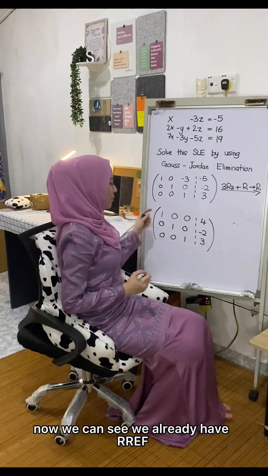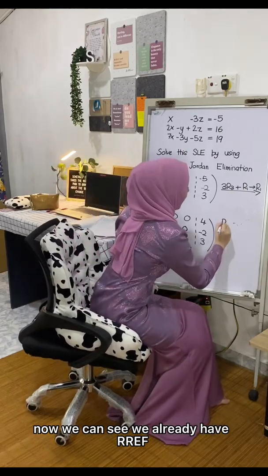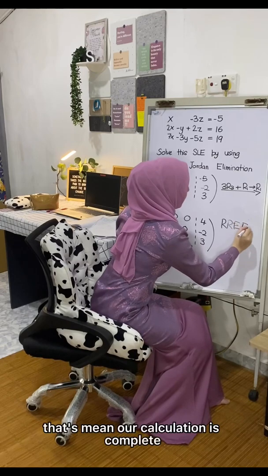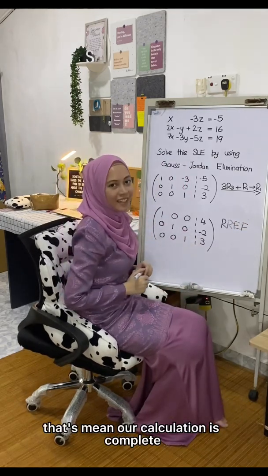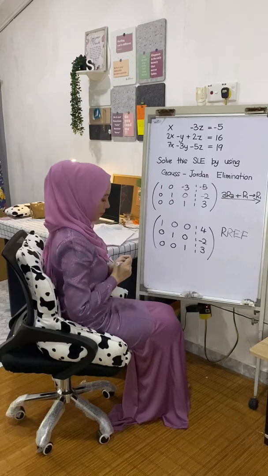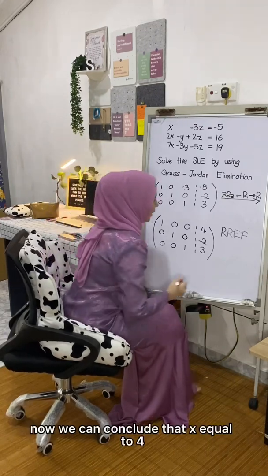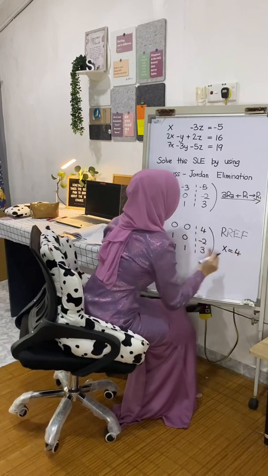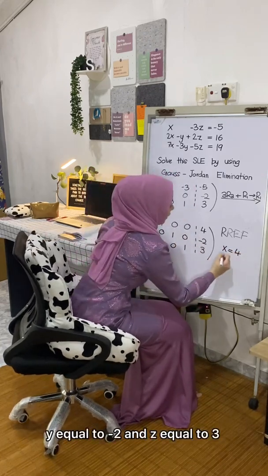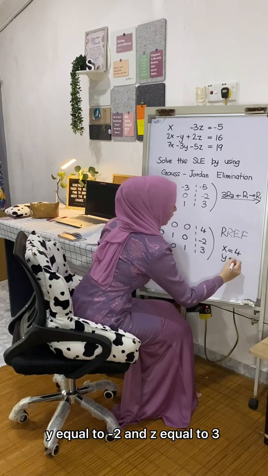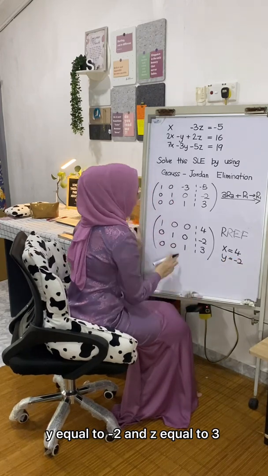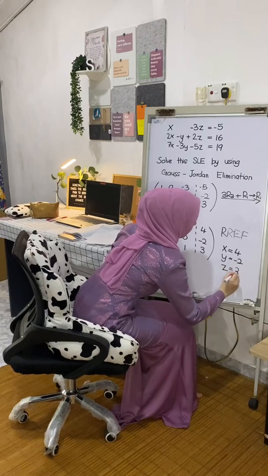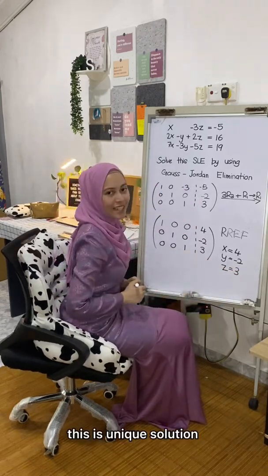Now we can see we already have RREF. That means our calculation is complete. Now we can conclude that x equal to 4, y equal to negative 2, and z equal to 3. This is a unique solution.